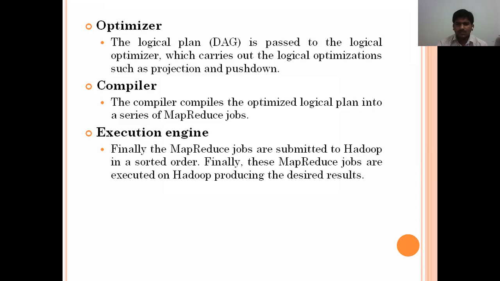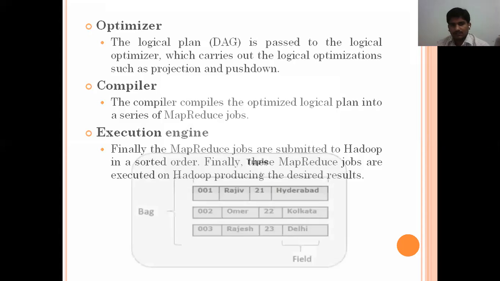Then the execution engine. The map reduce jobs are submitted to Hadoop in a sorted order. Finally, these map reduce jobs are executed on Hadoop producing the desired result. So that is the final output of map reduce. So the execution engine is going to submit the desired output of the Pig Latin script. Then it is finally done on map reduce jobs and executed on Hadoop producing the results.